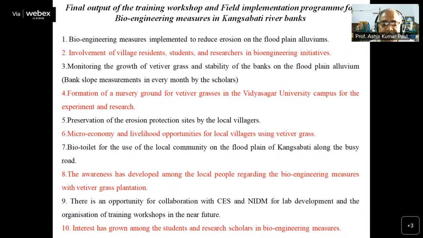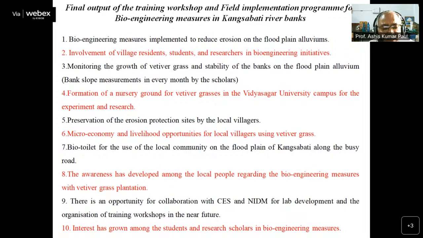So the local villagers were directly involved in our entire program, and they are protecting our sites of the measurements, because our experiments are going on, and they will go on. And the villagers are also very interested in microeconomic opportunities after the successful plantation of the vetiver grasses on the vulnerable banks. Then livelihood opportunities are also there for the villagers.